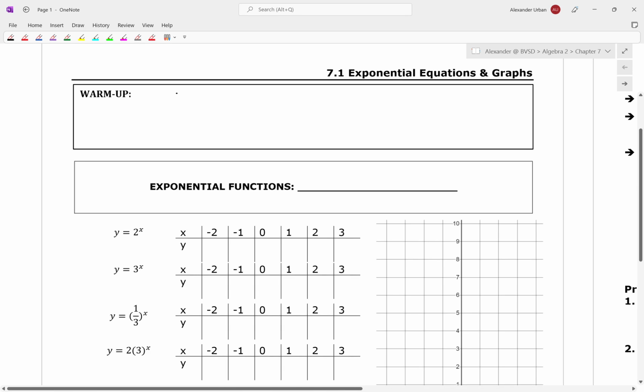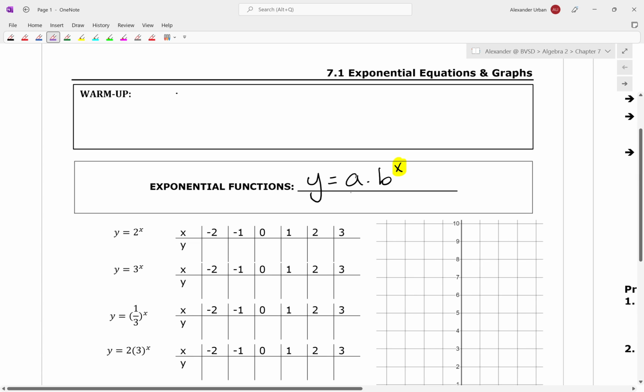Hello all. Today we're going to be doing 7.1, which is the start of exponential equations and graphs. We're going to start off with our exponential function, which is y equals a times b to the x power. The biggest thing to highlight is that x is now in the power. That controls how many times we multiply something by itself, or if the power is negative, we need to put it in the denominator or wherever it needs to be.